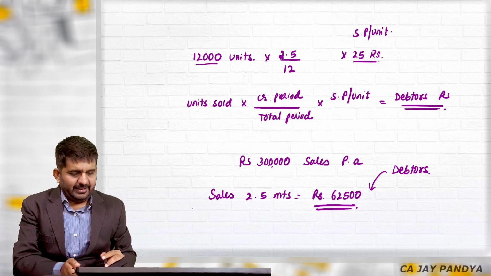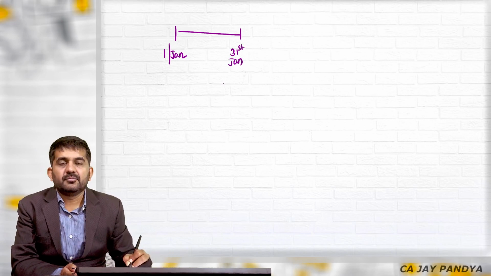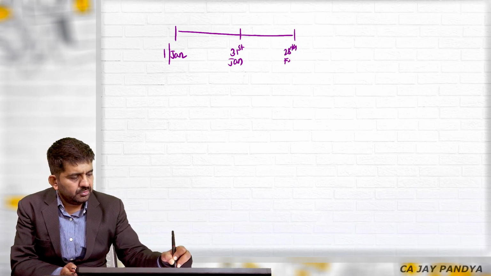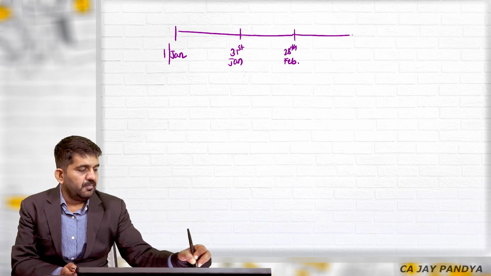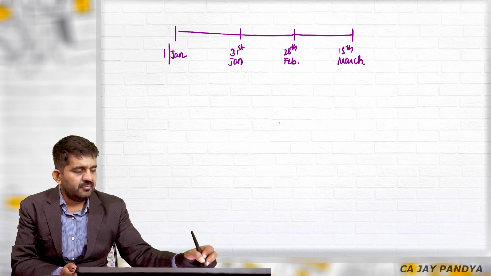How to understand? Suppose I have sold goods in January. Money will be received up till 31st Jan? No. Money will be received up till 28th Feb? No. Money will be received on 15th of March.